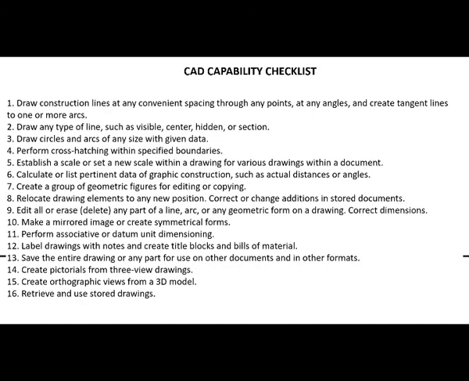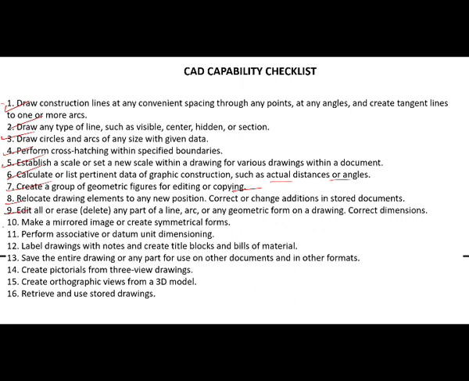Now the CAD capability checklist. Again we move to computer aided design software, and what CAD software can do. CAD software can draw construction lines at any convenient spacing through any points at any angles and create tangent lines to one or more arcs. Draw any types of lines such as visible, center, hidden or section. Draw circles and arcs of any sizes with given data. Perform cross section hatching within specified boundaries. Establish a scale. Calculate and list pertinent data of graphic constructions as actual. Create a group of geometry figures, editing or copying. Relocate drawing elements to any new positions. Erase, delete lines, arcs, anything we can do.